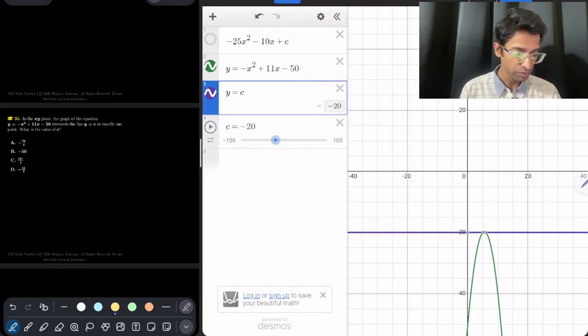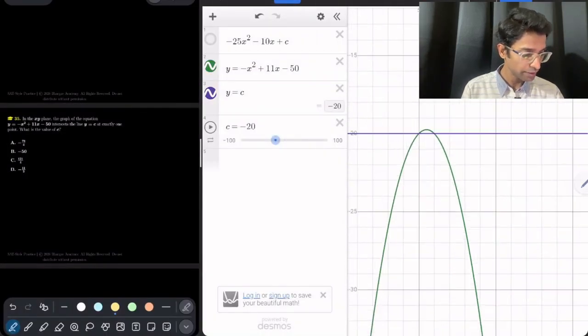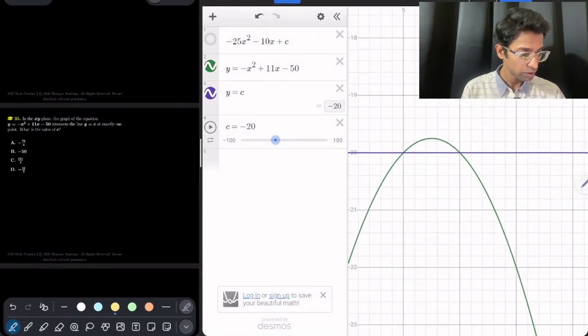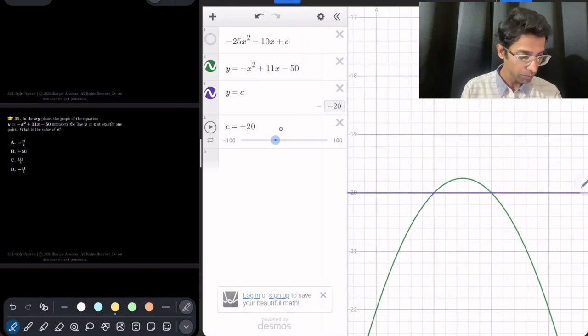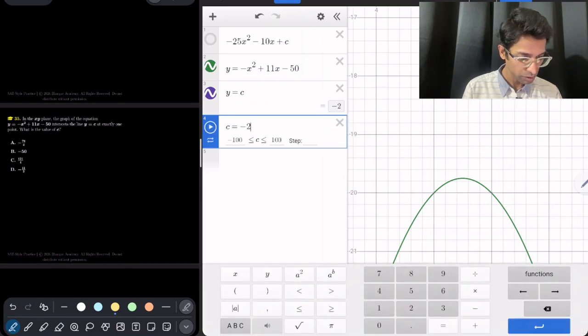Let's zoom in a little bit to see that they are exactly touching. No, they are not touching, they are intersecting. So let's change this a little bit. Oh no. Okay, let us type it. Let's type minus 19. No. Minus 19.5. No. Let's type minus 18. No.